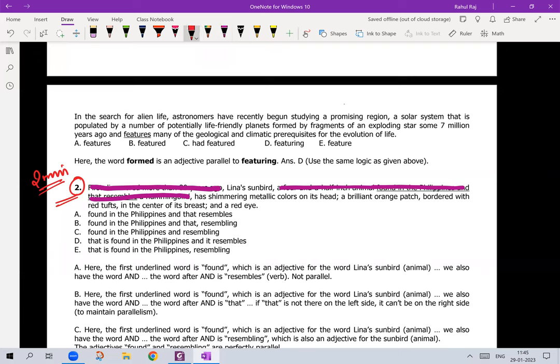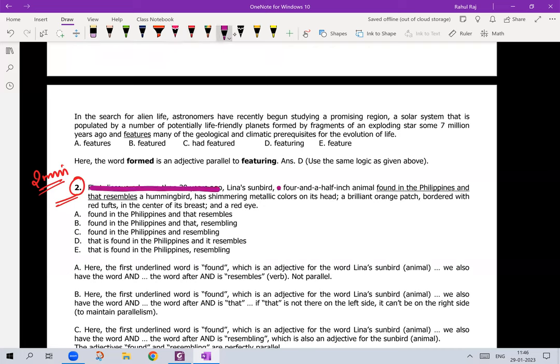The actual sentence is: the bird has a shimmering metallic color on its head, a brilliant orange patch bordered with red tufts in the center of its breast, and a red eye. That's it. This is the actual sentence. If you understand this, the non-essential part should have no verb at all. It's straightforward logic. Two options can be rejected straight away because resembles is a verb. That is found. It resembles is a verb. But let's look into it properly. So this too, please remove it. This makes no sense.